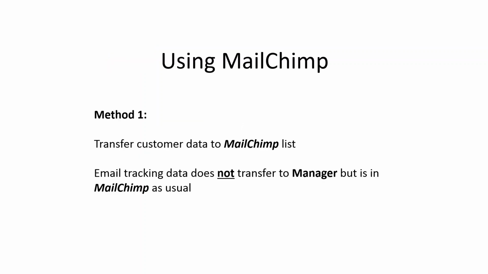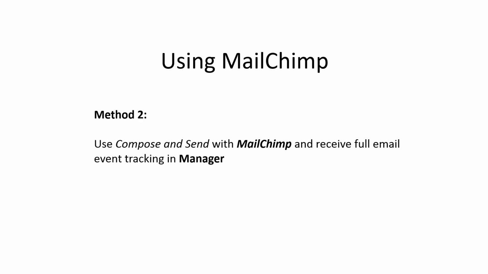There are two methods available to you. Method one is that you transfer the email data to MailChimp, to a MailChimp list. Now, Active Club will not track this email data, so it will not transfer into Manager. The second method is where you use compose and send with MailChimp, and then you will receive the full email event tracking in Manager.